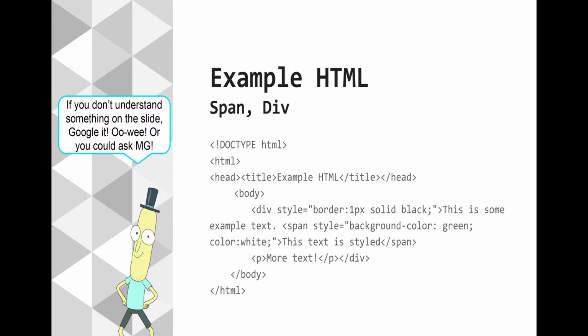So in this example HTML, we see that we have a div with style equal border with 1 pixel solid black, and we put some example text inside the div, and then we start a span element. We say span, and we're going to make this style equal to a background color green and then a foreground color white, so the text is going to be white for us. Then we say this text is styled, and we close the span, we put more text just to show that we're not styled anymore, and then we close out that div.